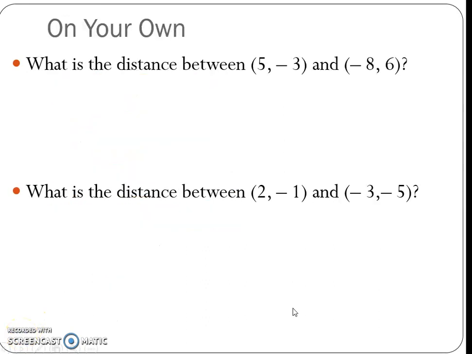So I want you to try by yourself. I want you to label x1, y1, x2, y2, and write down the distance formula. Square root of x2 minus x1 squared plus y2 minus y1 squared. And I want you to plug it in and then find the distance. So try this question and try this question, and then use your graphing calculator to write the distance between these two. So go ahead and try it. Pause the video.